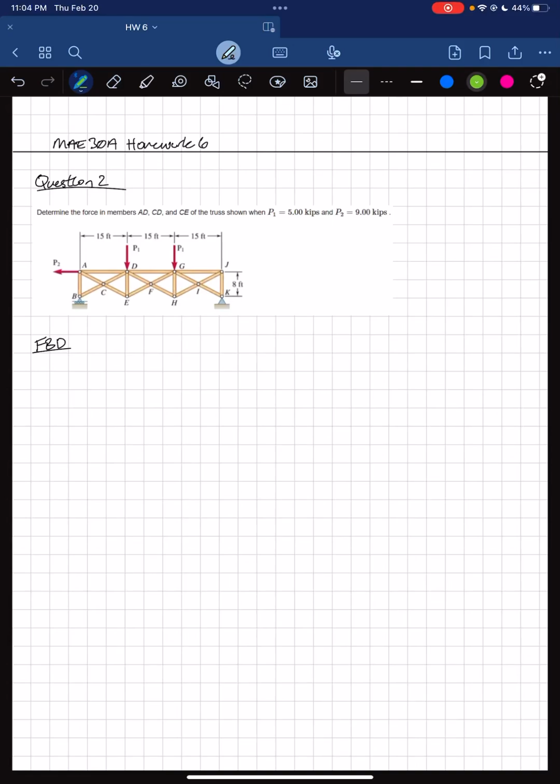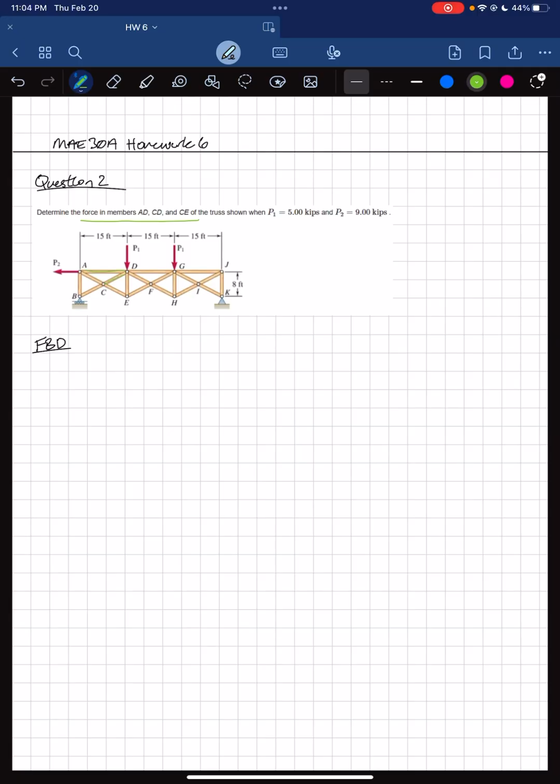All right, so here's question 2 of homework 6. We're doing similar stuff to question 1, so we're doing more truss analysis. And in this one, we're given something like a bridge. So it asks us to find the forces in members AD, CD, and CE.